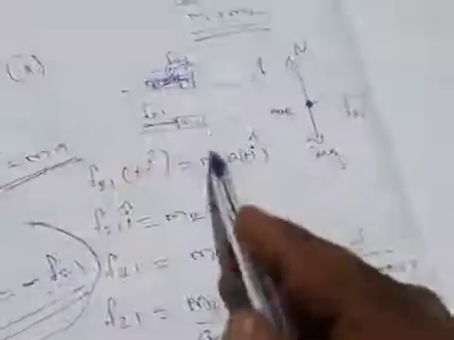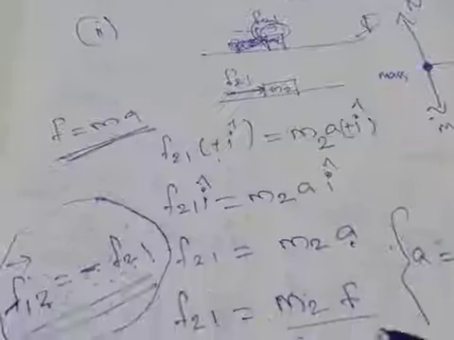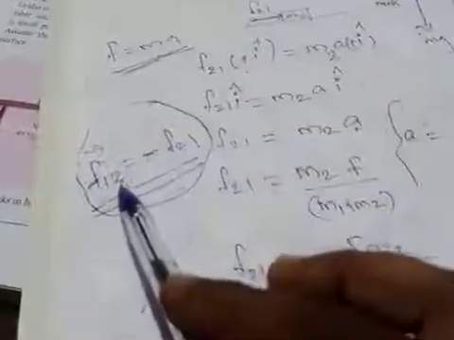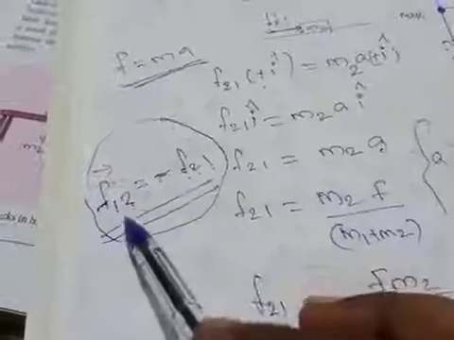At the same time, for mass m2, this force F21 is acting in this direction, and the acceleration is in the same direction. Comparing the components, removing A, and substituting the A value, we will get the result. Finally we write, according to Newton's third law, F12 is equal to minus F21.